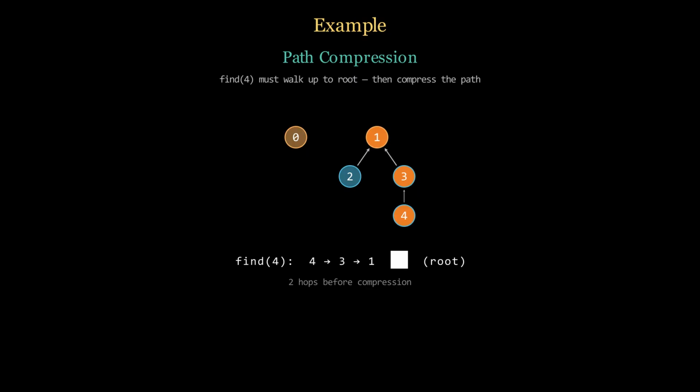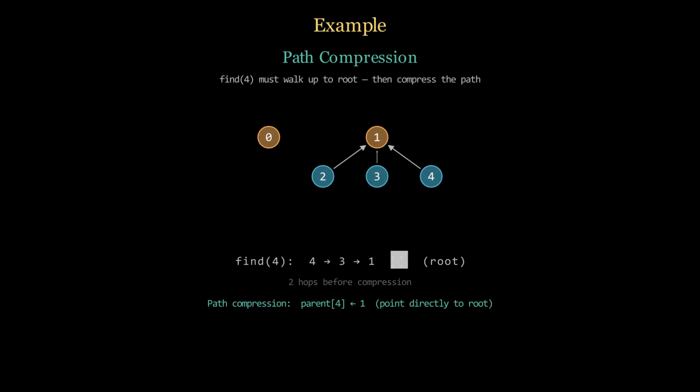Find of 4 starts at node 4, follows parent to 3, then parent of 3 to 1, the root. That's 2 hops. With path compression, after reaching the root, every node on the path gets its parent set directly to the root. Now parent of 4 is 1. The next find of 4 reaches the root in a single hop. Over many operations, this keeps the tree nearly flat.